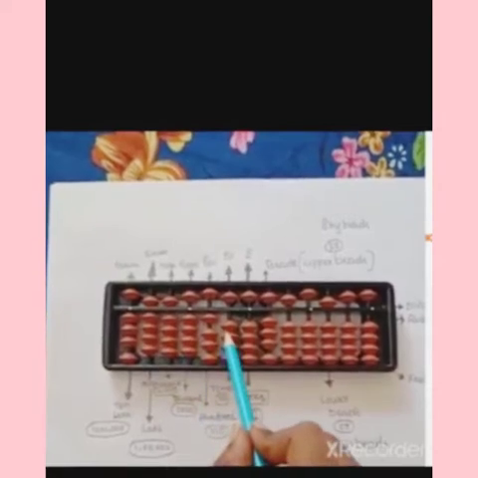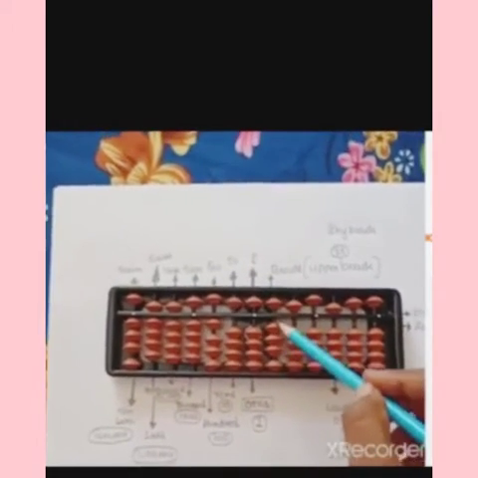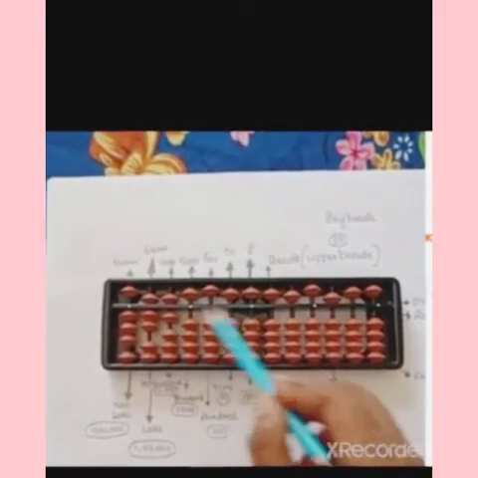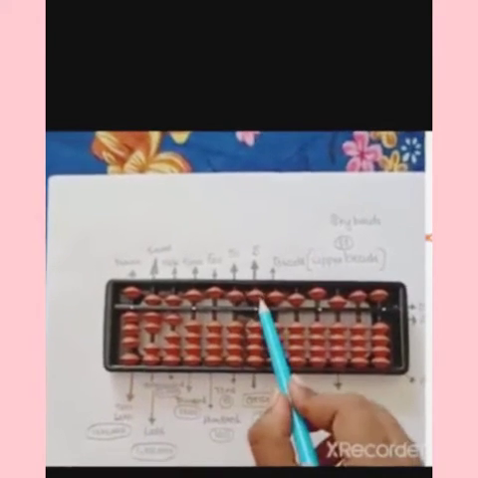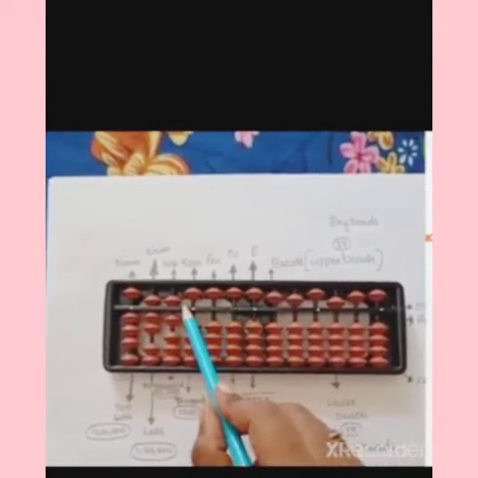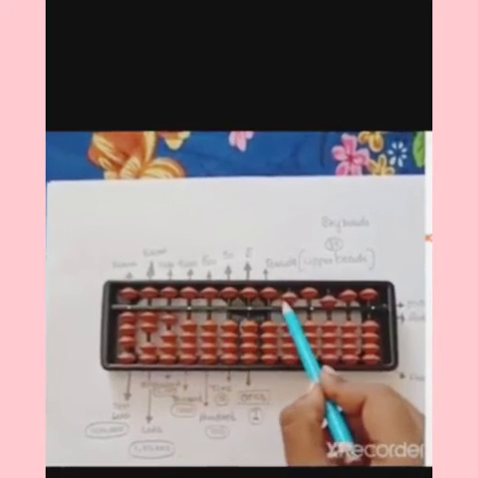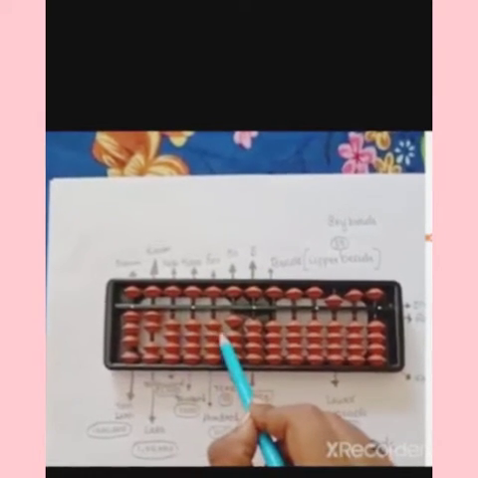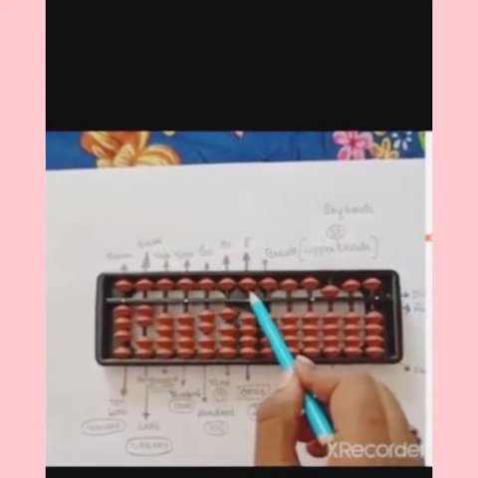We can count up to million. Here the lower beads are called 1 unit beads. Okay, these lower beads are called 1 unit beads, and upper beads are called 5 unit beads. Okay, these are the upper beads and these are the lower beads. These lower beads are 1 unit bead, upper bead is 5 units bead.